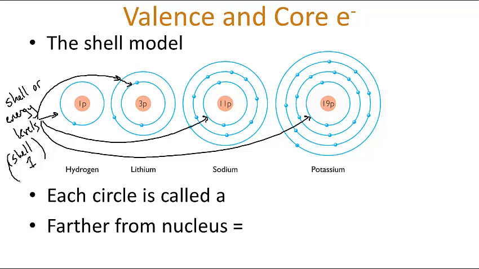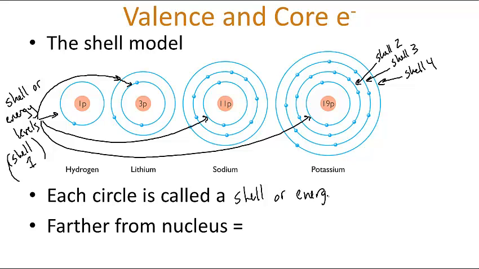And in this case, we have 4 shells, so shell 2, shell 3, and shell 4. So potassium has 4 shells or energy levels. Each circle is called a shell, or better, an energy level. And we'll get into why this is better in future lessons.